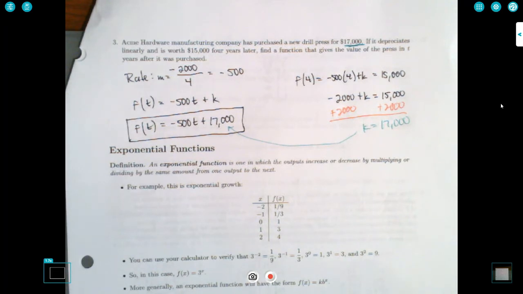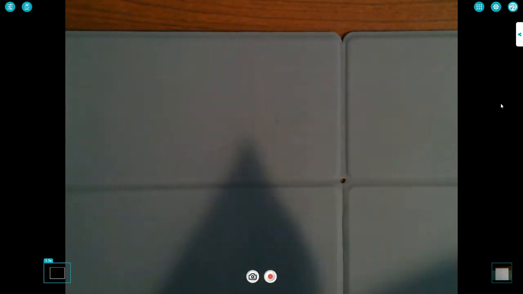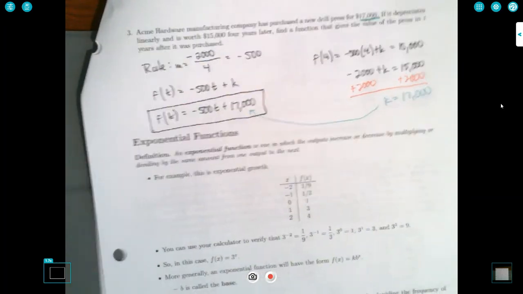So that's all I have to say about linear functions. Now, not all growth is linear. So let's look at another type of growth. In fact, we saw on the first page that not all growth was linear. This was an example of some nonlinear growth. Another type of nonlinear growth is called exponential growth.